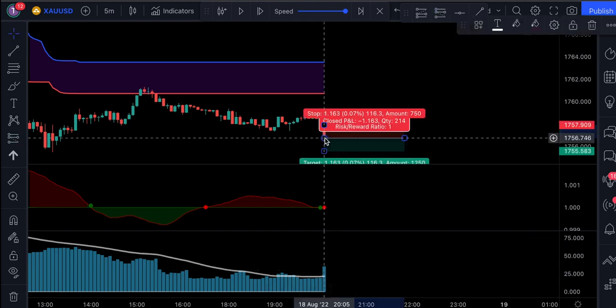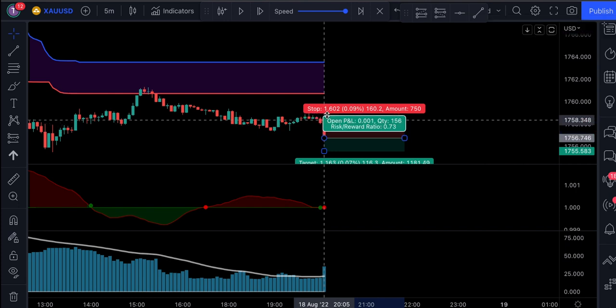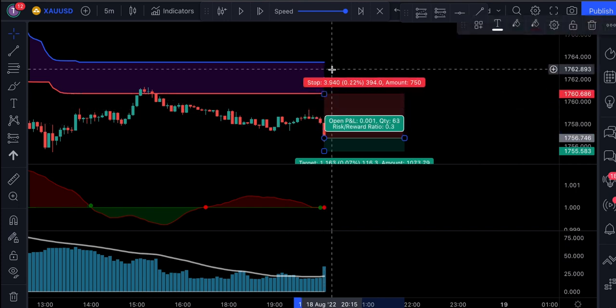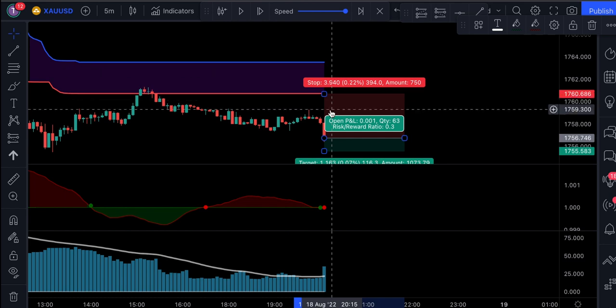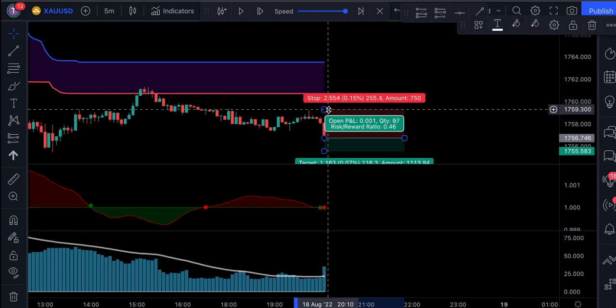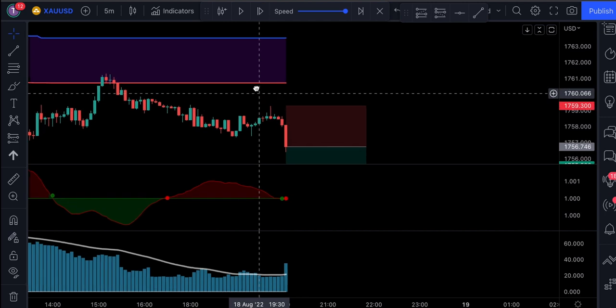A stop loss can either be set at the recent swing high or at one of these two lines, depending on which one of these price levels is closer to the entry price. In this example, we can see that the recent swing high is the closest price. The take profit target for this strategy will stay the same.